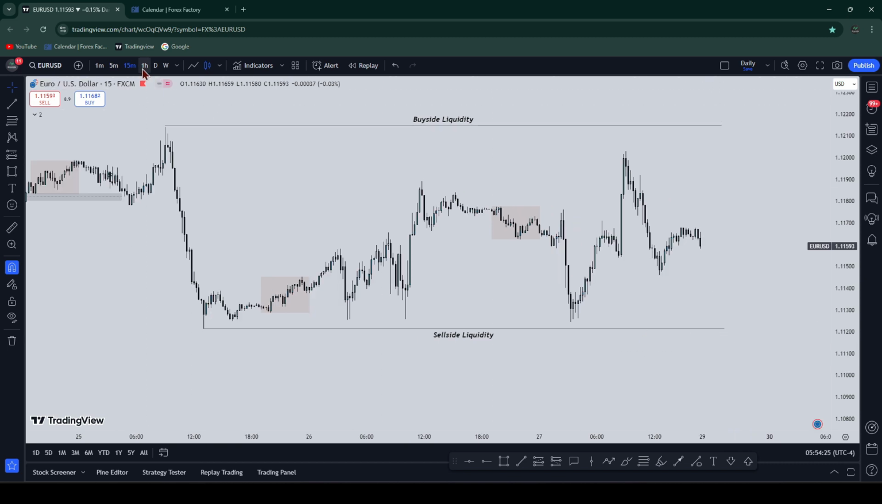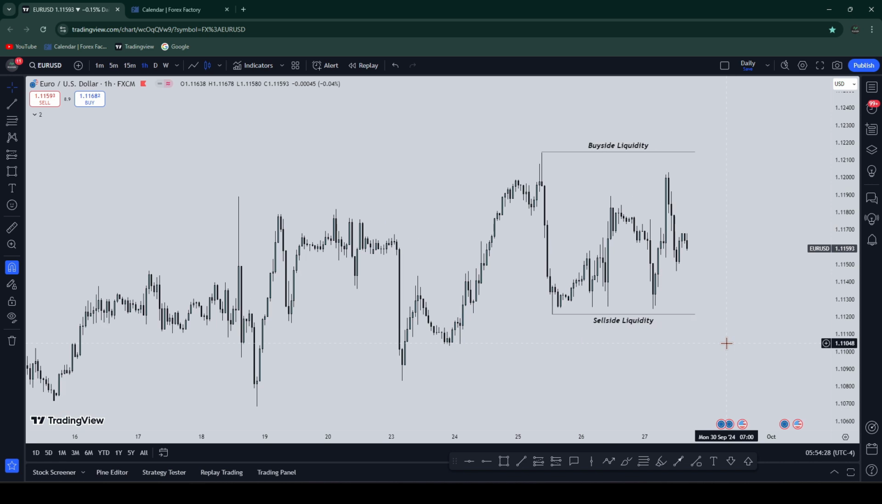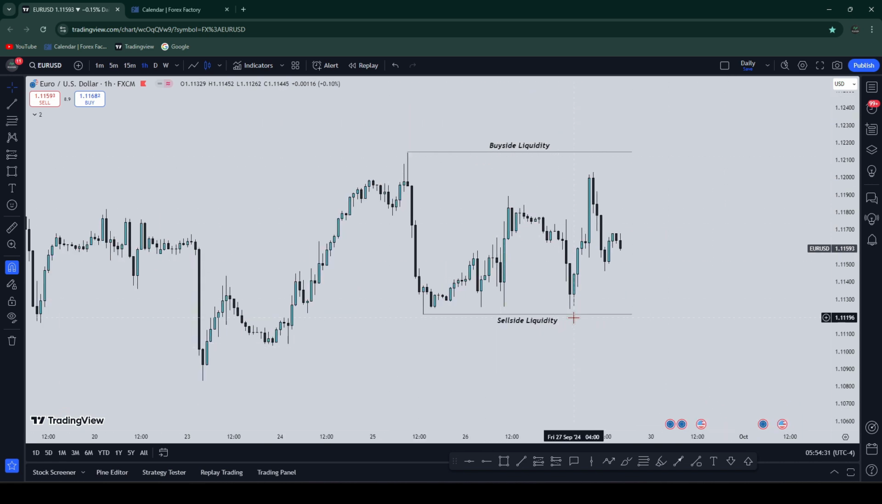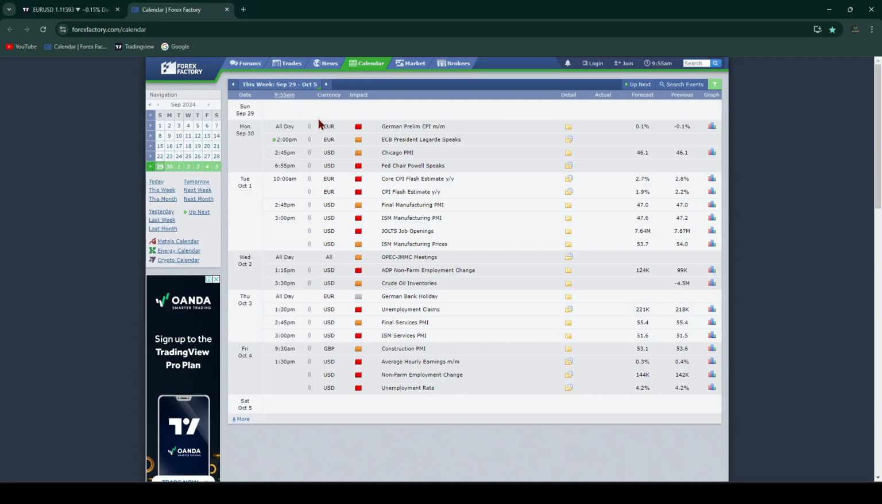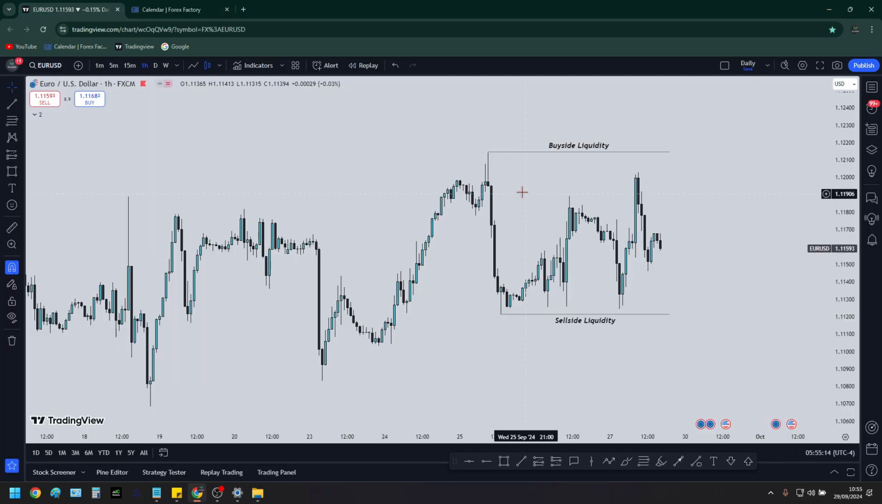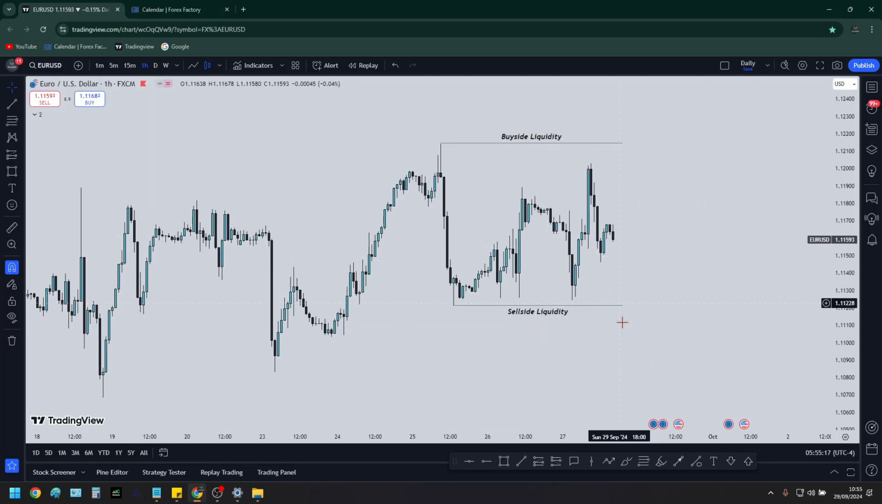Now if we go to the 1 hour, this is the Euro USD. I can see buy side liquidity, sell side liquidity, right? On Monday, I already took a look at the calendar, and you can see that Fed Chair Powell speaks at 5:55 p.m. GMT. So this is most likely going to move the market, and we also have all-day German preliminary CPI, so this is going to bring some volatility as well. I would guess that we will take sell-side liquidity first, and then maybe target buy-side, or vice versa.